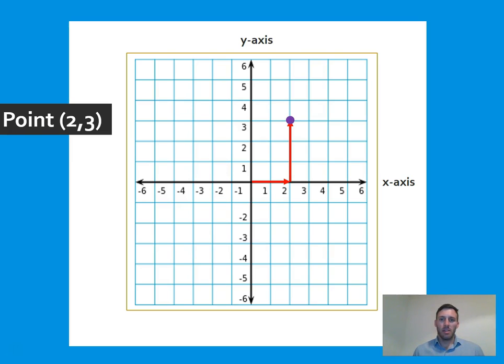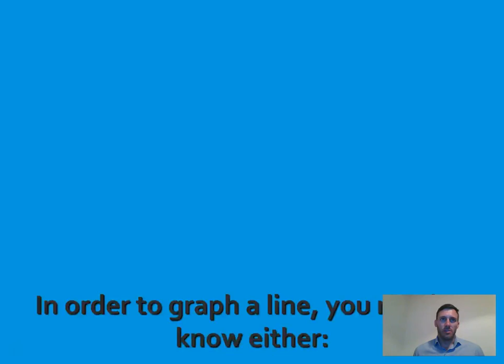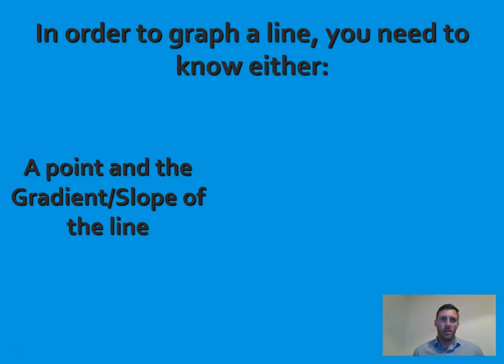Remember that the x-axis usually represents the independent variable and the y-axis usually represents the dependent variable. Now we've plotted the point. In order to graph a line, we need to know 2 bits of information. We either need to know a point on the line and the slope, or we need to know 2 points on the line.